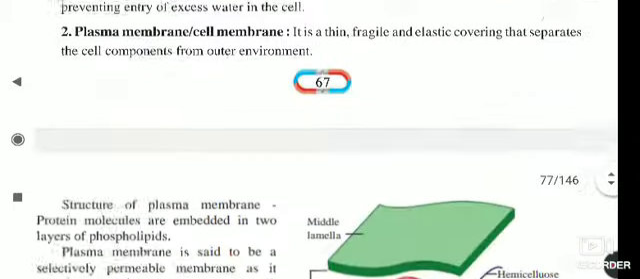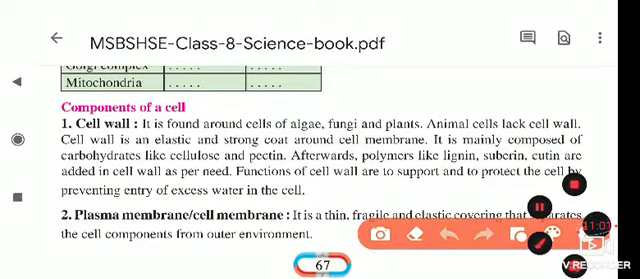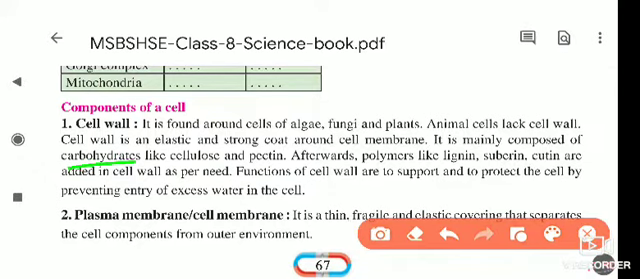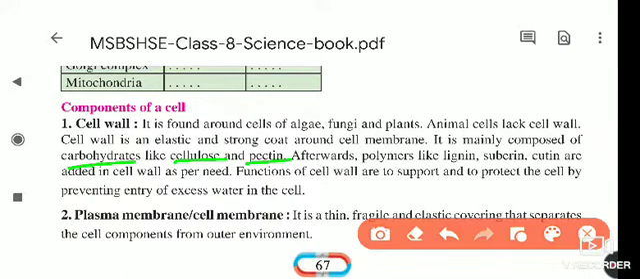So the cell membrane and cell wall are present in the plant cell. The cell wall is mainly composed of carbohydrates, cellulose and pectin. Afterwards, polymers like lignin, suberin and cutin are added to the cell wall as per need.